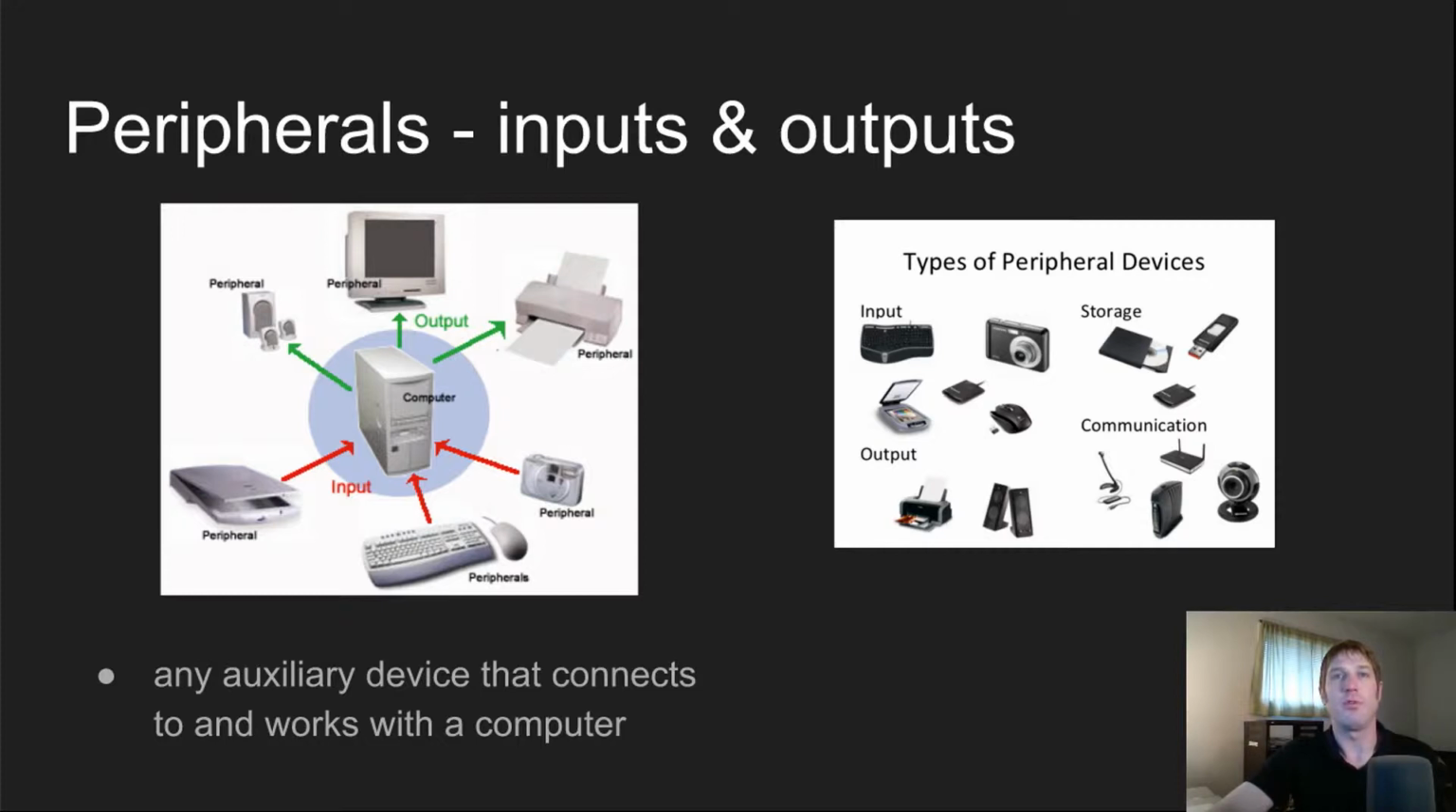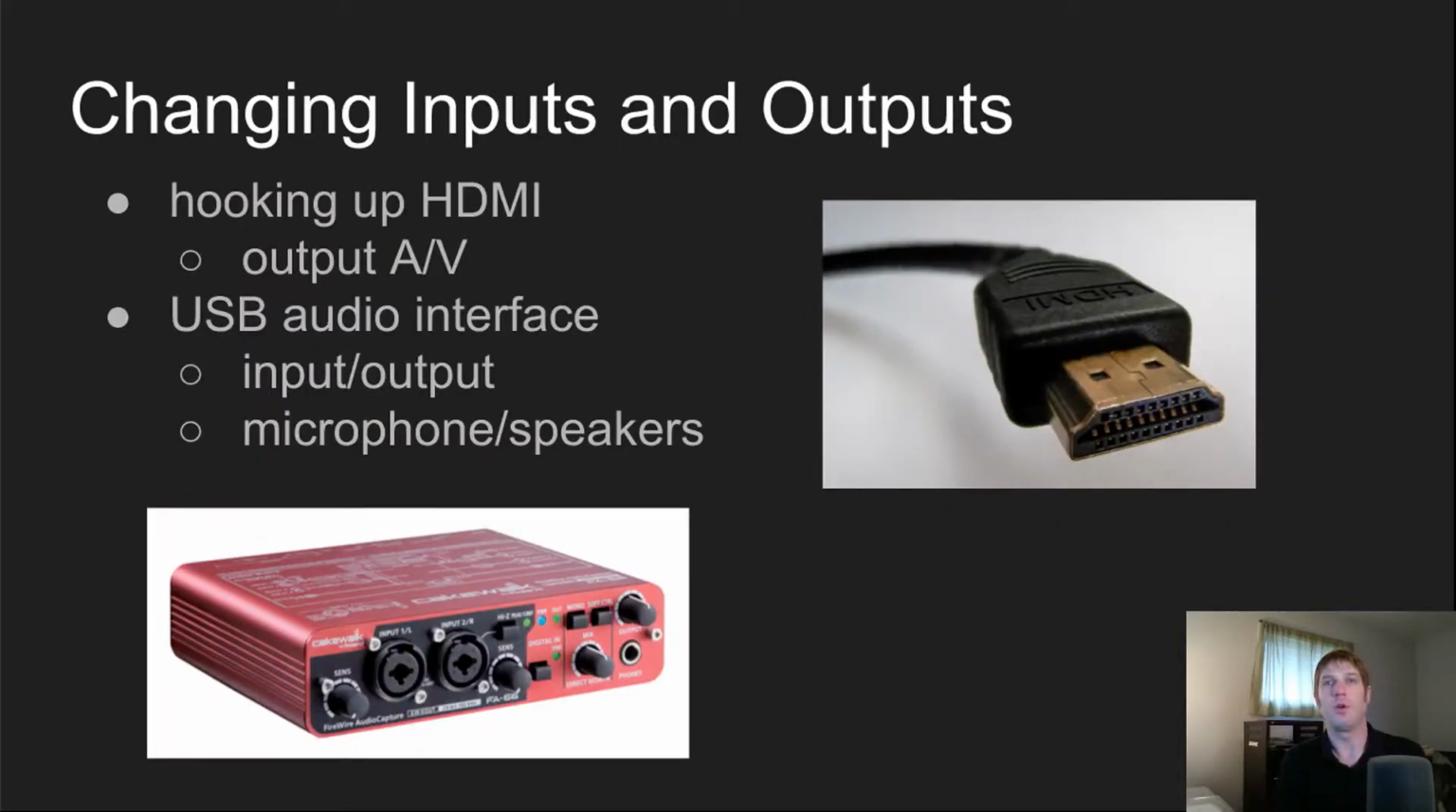Let's talk about peripherals. A peripheral is any auxiliary device that connects to a computer and works with it. You can see in these pictures examples of inputs and outputs. Let's talk about inputs and outputs. If you hook up a device with an HDMI cord, your computer will send audio and video signals to that device. You can hook up USB interfaces for stuff like guitars and microphones, and also speakers, and that would act as an input and an output.